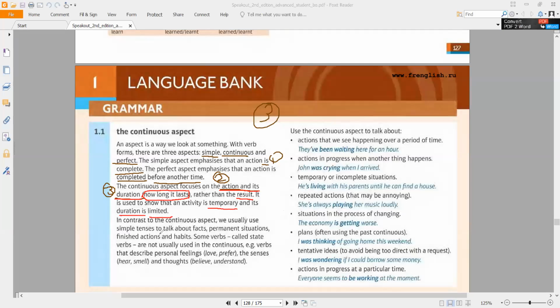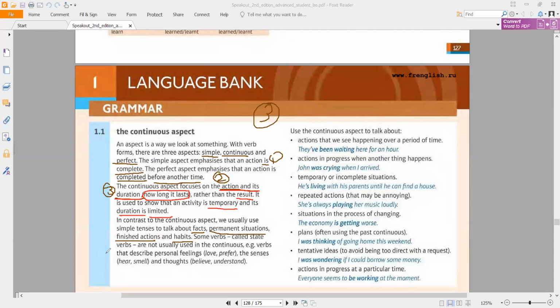These are all like the keywords here. In contrast to the continuous aspect, we usually use simple tenses to talk about facts, permanent situations, and finished actions and habits. We know that, I just told you: facts, permanent actions, and habits. Again, this is all the work of the simple tense. Permanent situations, facts, finished actions and habits.